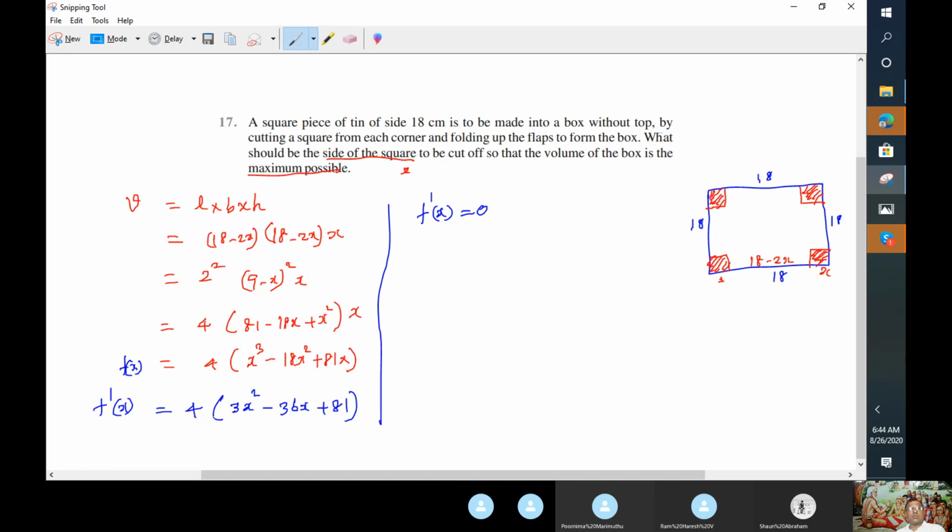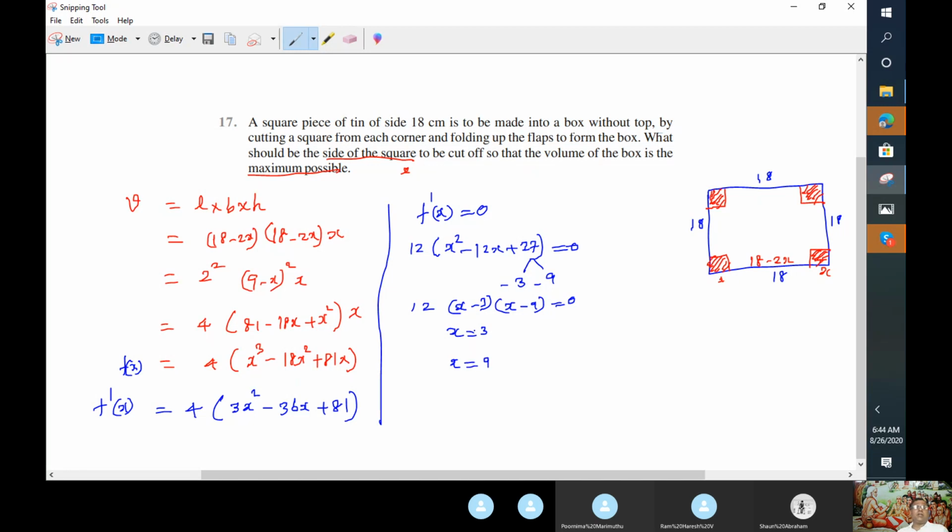Then you can take a 3 also common. When you take 3 common, 3 4s are 12, so x square minus 12x plus 27 is equal to 0. Product of two numbers is 27, maybe 3 into 9. 3 9s are 27, and by adding 3 and 9 we get 12, so minus 3 minus 9. So we can factorize: x minus 3 is one factor, x minus 9 is another factor. So there are two values we have. x equal to 3 is one value, x equal to 9 is another value.